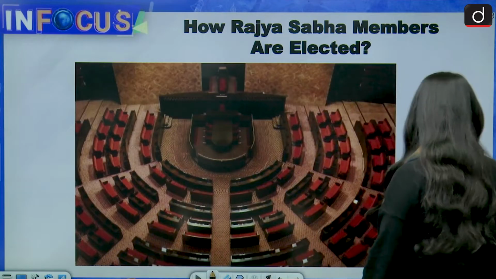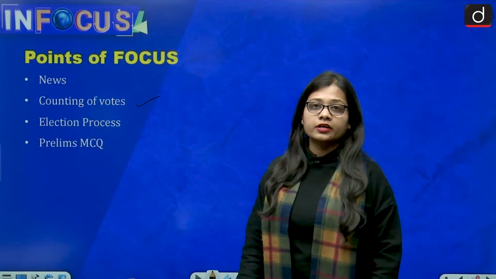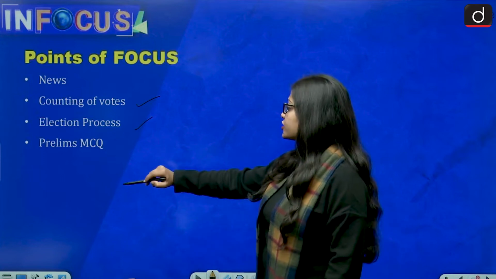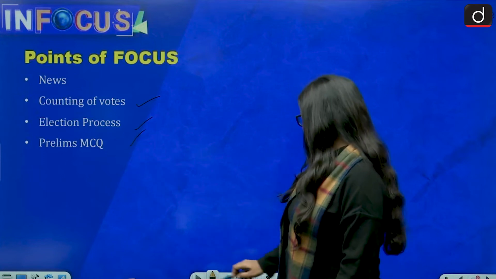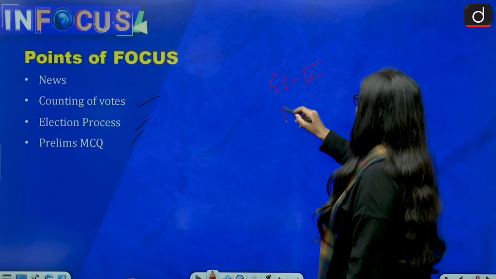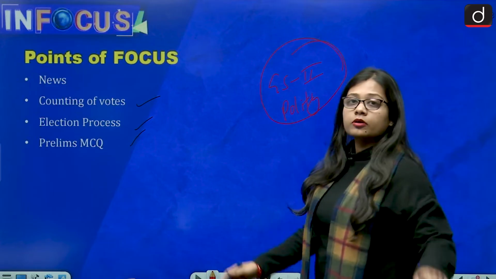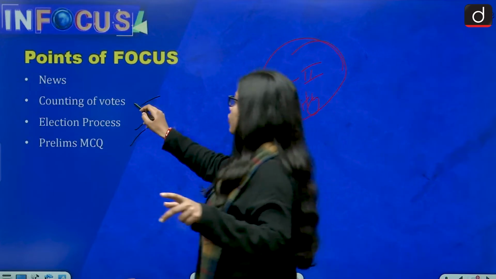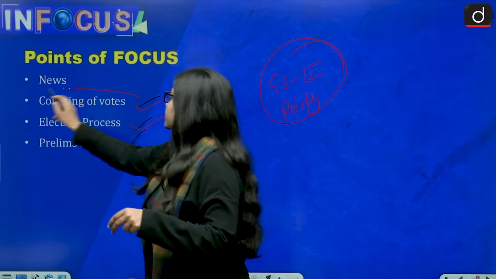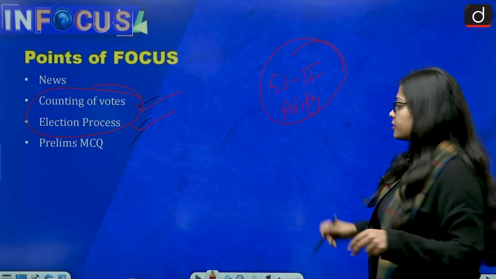Let us first look at the timeline. First we'll be looking at the news, then the counting of votes under Rajya Sabha and what is the election process, and in the end a prelims MCQ. This topic is of relevance from General Studies paper 2, that is the polity section, and both the counting of votes and the election process can be asked in the examination, be it prelims or mains.